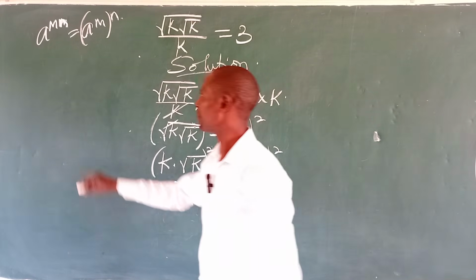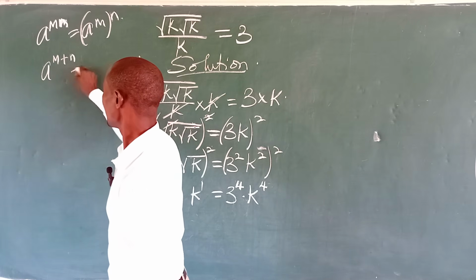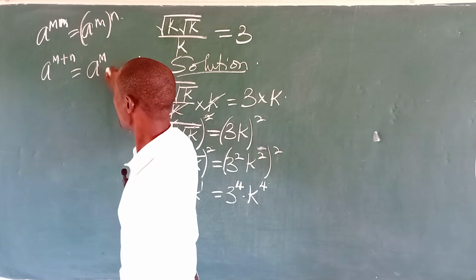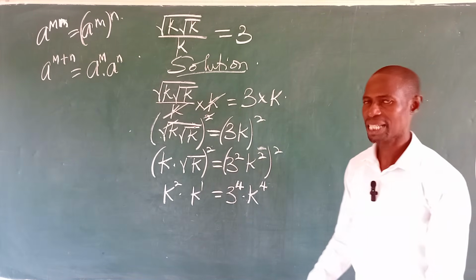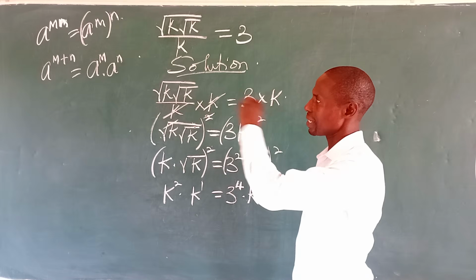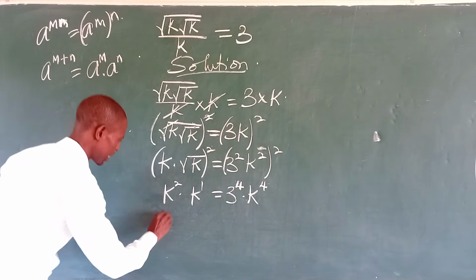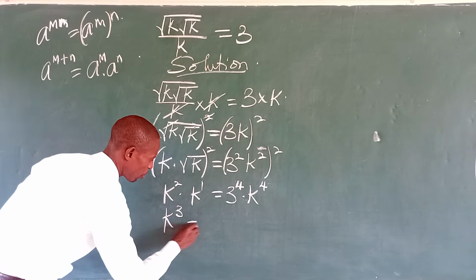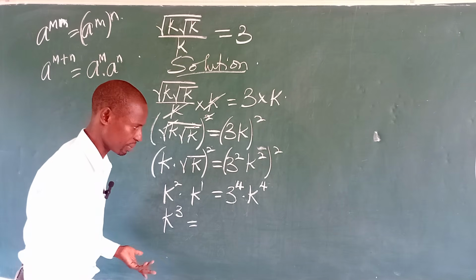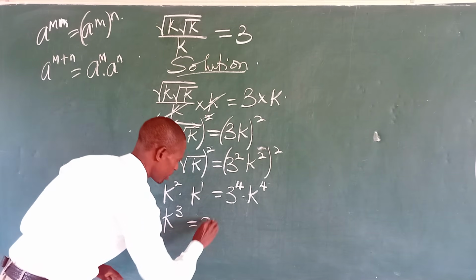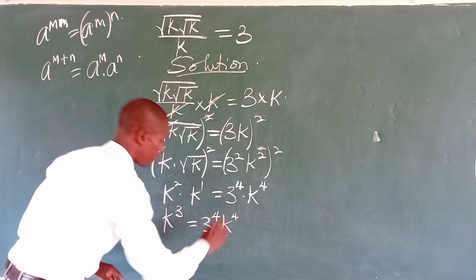So according to the law of indices, we say that a to the power of m plus n is equal to a to the power of m times a to the power of n. The bases are the same, so we add the exponents since it is multiplication. Here we're going to add this to give us k to the power of 3 equal to 3 to the power of 4, which is the same thing as 81. But let's still keep this 3 to the power of 4, times k to the power of 4.